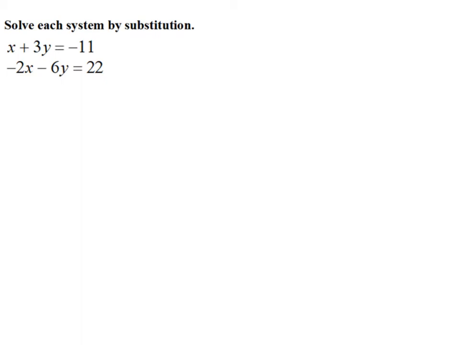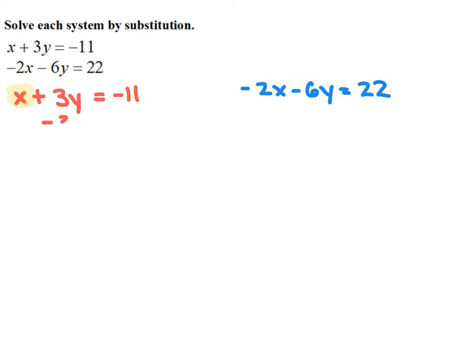In our first example, our two equations are x plus 3y equals negative 11 and negative 2x minus 6y equals 22. Again, in order to solve the system, we have to choose a variable to get by itself. So in this case, the x is the smallest variable, so we're going to solve to get that variable by itself. In order to do so, we'd have to subtract 3y from both sides, and we'd get x equals negative 11 minus 3y.